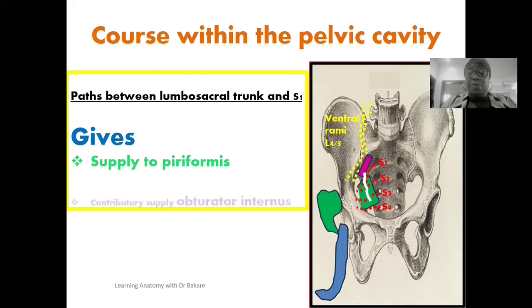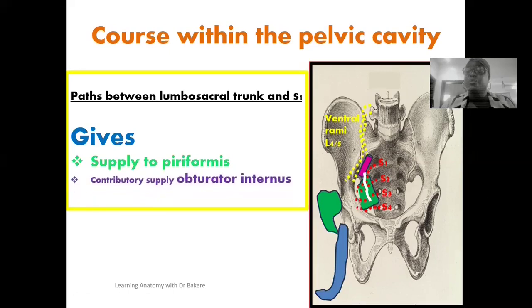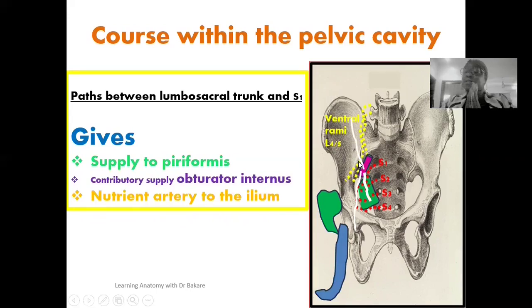We also have a supporting branch that it gives to the obturator internus muscle. This is where we have the obturator internus muscle at this inferior lateral end. And you also see that the superior gluteal artery is giving off a branch to supply this muscle as a contributory branch. The final branch that it gives within the pelvic cavity is a nutrient branch that is directed superiorly towards the ilium. This is where we have the ilium at the superior edge, and you have the nutrient artery that is supplying the ilium around this posterior region.